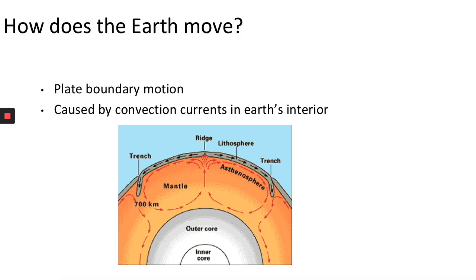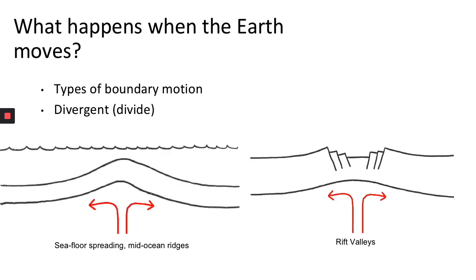This movement causes the tectonic plates to be divided, like right here. They can slide past each other, which isn't really evident in this particular diagram, or they can collide or move toward each other. So what happens when the earth moves? There are several types of boundary motion.